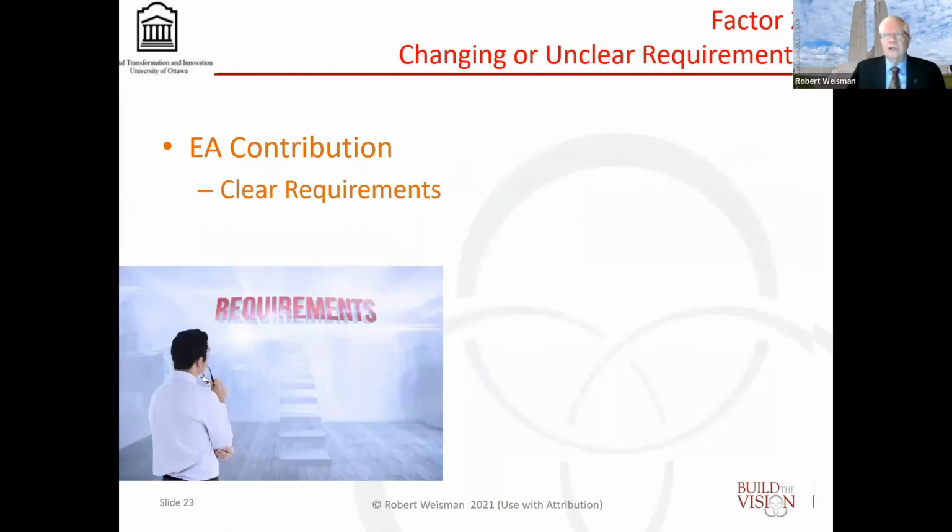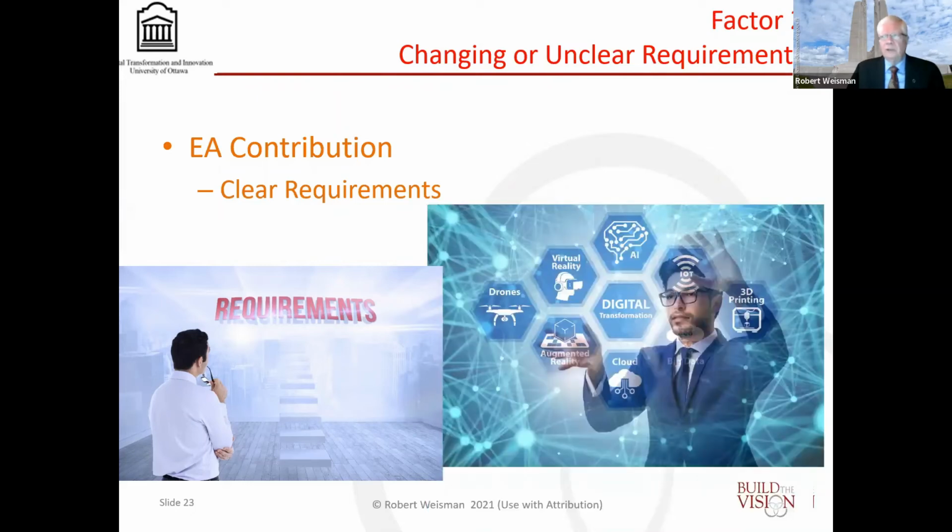Changing or unclear requirements. Enterprise architecture gets the requirements well articulated. It is central to enterprise architecture to have coherent requirements. And when you're dealing with an enterprise architecture, it's nothing but a coordinated set of requirements. That's what an architecture is. So enterprise architecture provides the quantitative, clear requirements that you can basically hang your hat on or go to contract with.